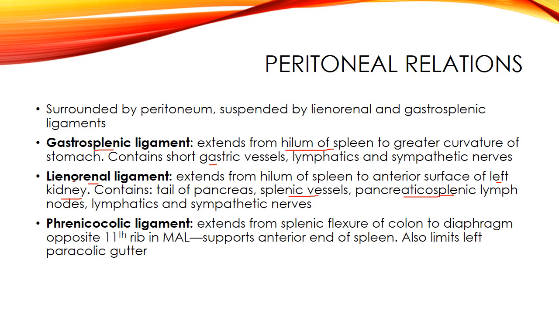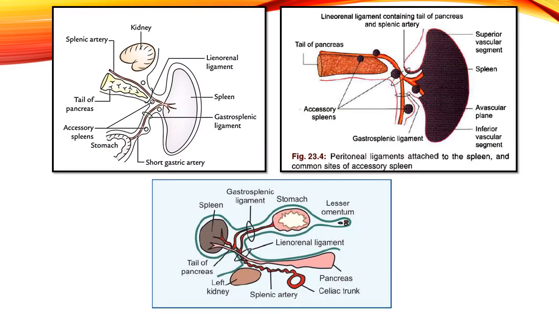And finally, we have the phrenicocolic ligament. This phrenicocolic ligament is not exactly a ligament which is suspending the spleen. It is more of a structure which is extending from the colon, the splenic flexure of the colon which we have studied previously, to the diaphragm opposite the 11th rib. And this ligament is just providing some sort of structural support to the anterior end of the spleen. It is also limiting the left paracolic gutter, but it is not directly attached to the spleen itself.